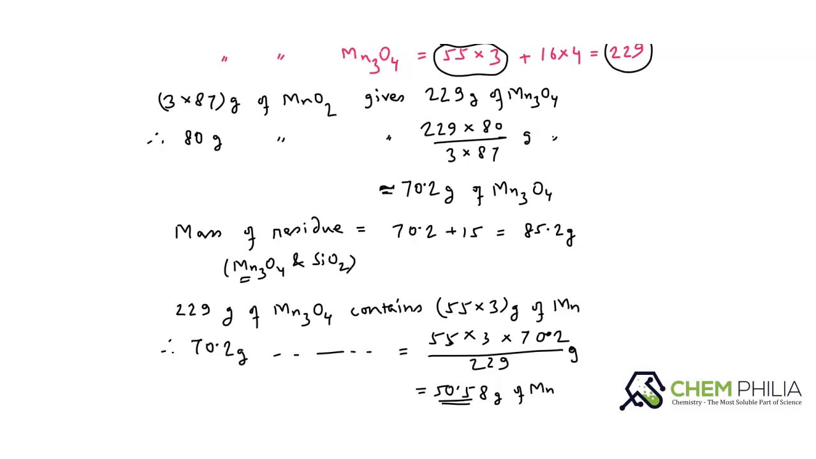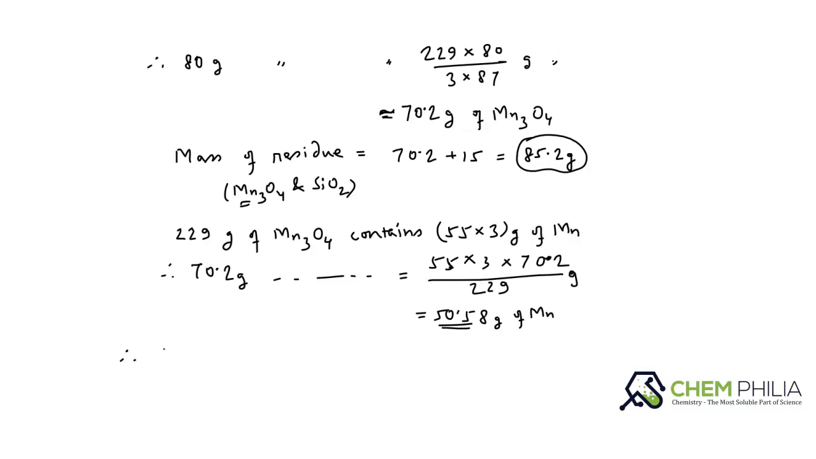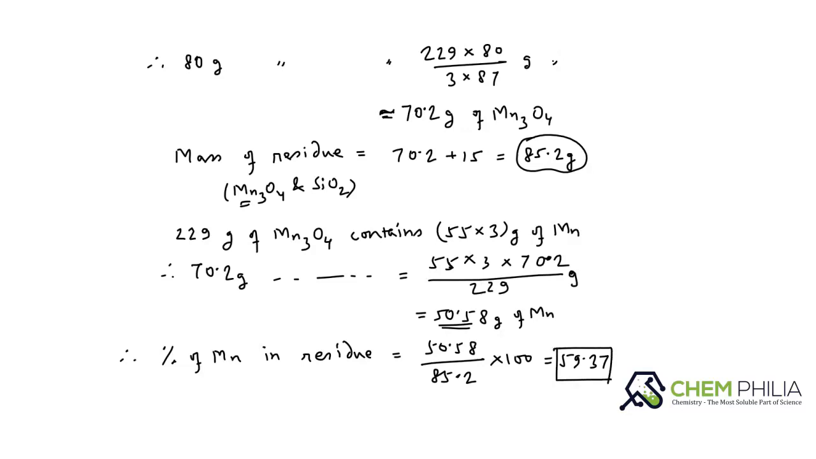So this is the amount of manganese, right? Now what was the mass of the residue? The mass of the residue was 85.2 gram, and how much manganese is there? 50.58 gram. Therefore percentage of manganese in residue will be mass of manganese, that is 50.58, divided by mass of residue, that is 85.2, multiplied by 100. Clear? So it's 59.37. So this is the answer to this question.